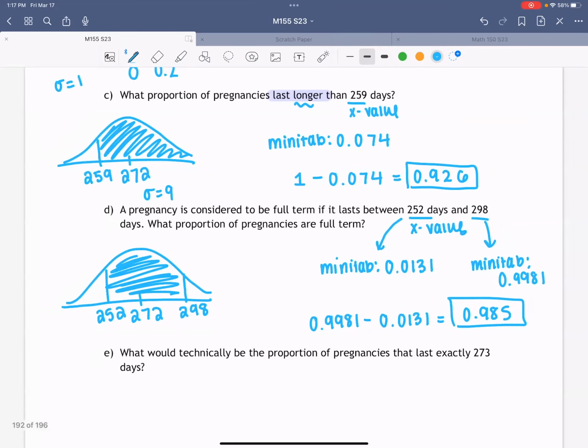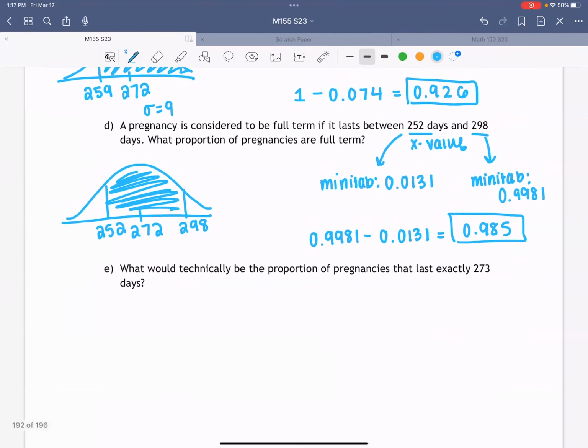All right. Last one might be the easiest one. Part E, what's always the answer for exact probabilities? It's always going to be 0, right? Cumulative probability distribution doesn't work with exact probabilities. I know it sounds weird that the probability of exactly 273 should be something, but based on what Minitab gives us, it's the area underneath the curve. If something doesn't have any width, you can't really find its area. The answer is always going to be 0.